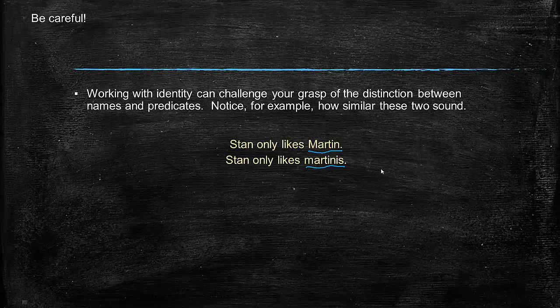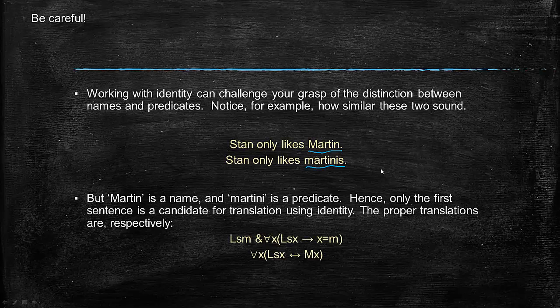Okay, so how would you write these? How do they look in predicate logic? Well, the first one would be written as, Stan likes Martin, and for all x, if Stan likes x, then x is Martin. Stan only likes Martin. But the second one doesn't involve identity at all. It just tells us that Stan only likes these things called martinis. He doesn't like anything else.